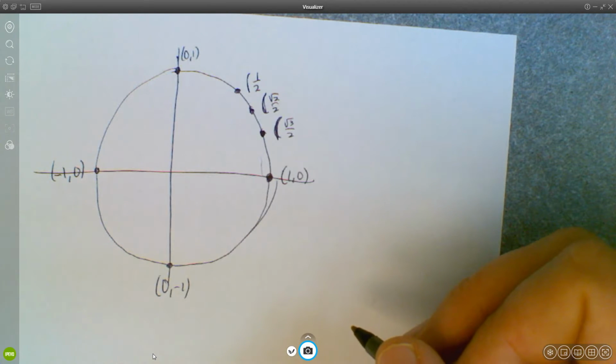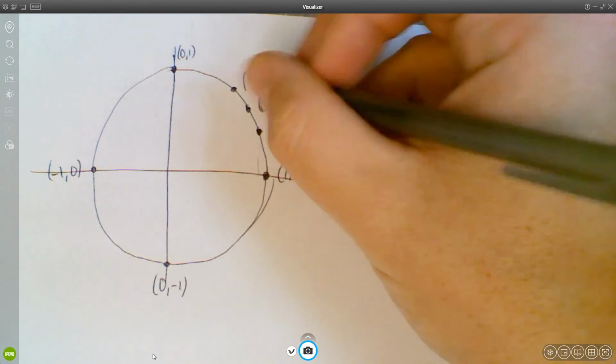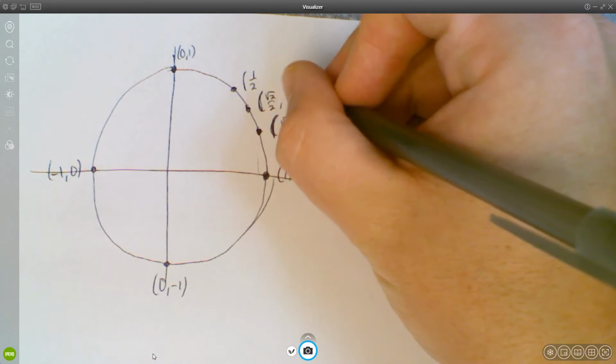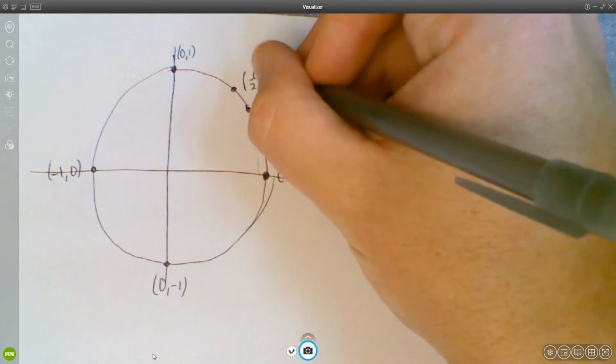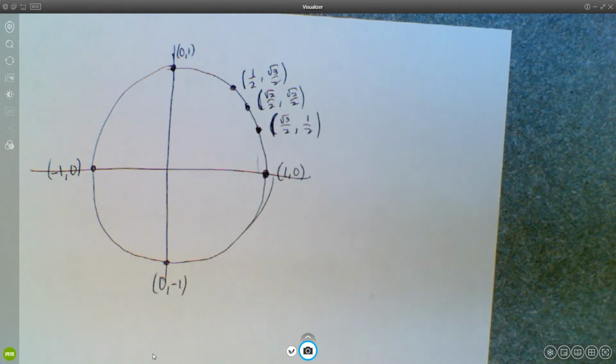Once I have the x-coordinates, I can come back in and put the y-coordinates in, because the y-coordinates just go backwards. So this is 1/2, root 2 over 2, and root 3 over 2. If you can just remember 3, 2, 1, well, really root 3, root 2, root 1, then you've got the points memorized. That's really all it takes. That and a little bit of common sense, and you should be able to get it.